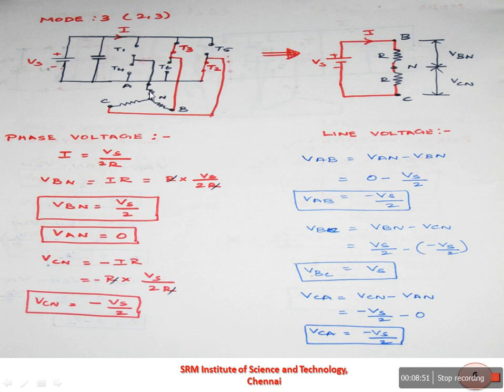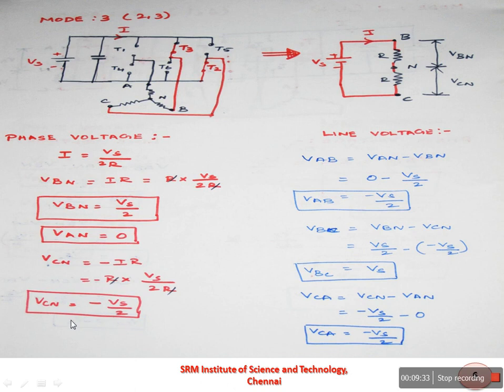So here in mode 3, the A phase is connected to the open switch of T1 and T4, which means the A phase has not been connected to a supply input. So you can find out the voltage of A phase, VAN is equal to 0. Similarly, you can find out the VCN. The VCN is equal to minus I into R, because the C phase is connected to the negative of the supply input. You can substitute this I value as Vs by 2R into R. This R and R will cancel each other and finally you will get VCN is equal to minus Vs by 2.